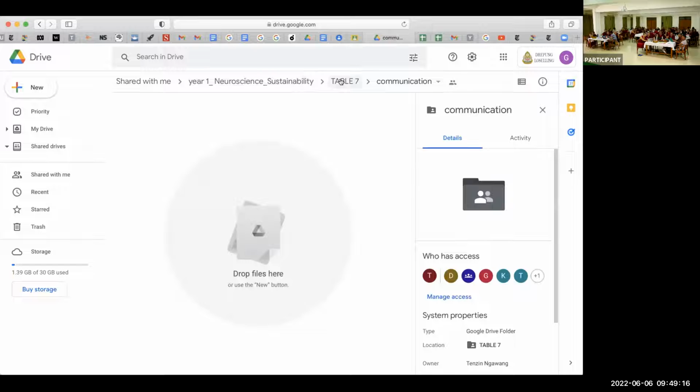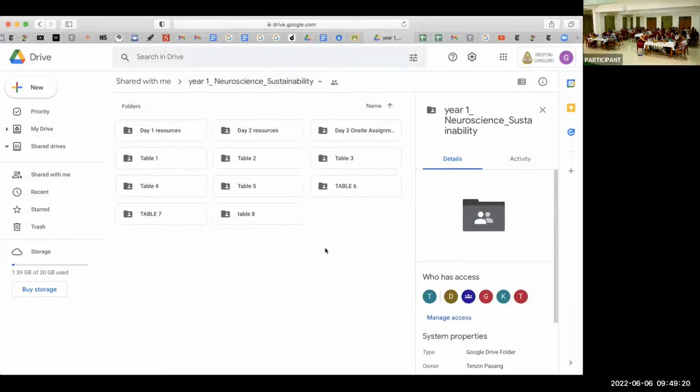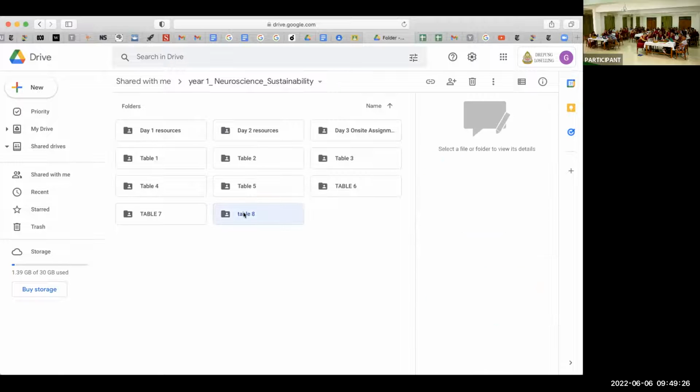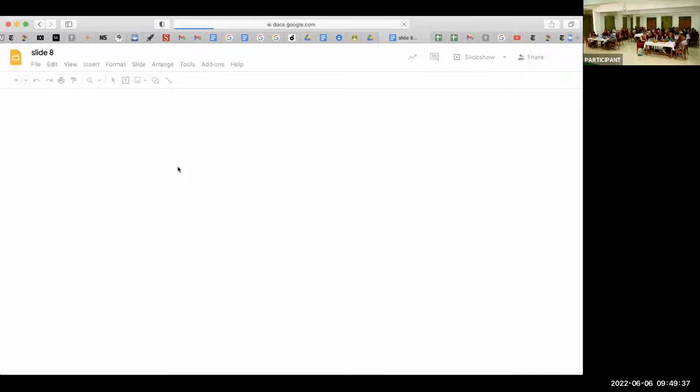Group number 8, the last group, and then they will do after that. Okay, good. Now we just switched to group number 8. Which is this locked one? Not here. Group number 8.